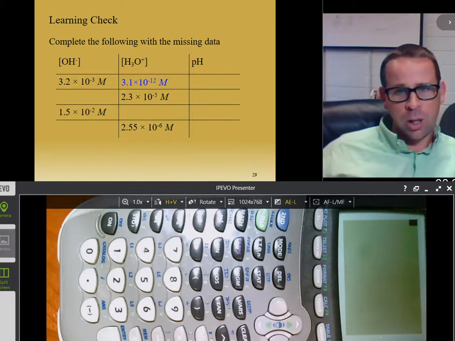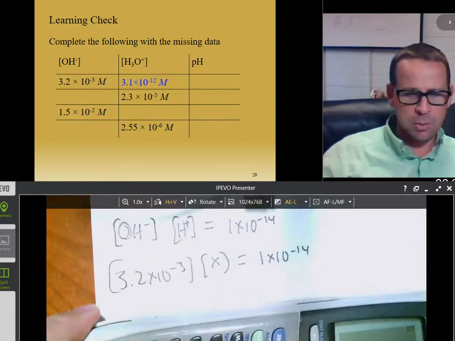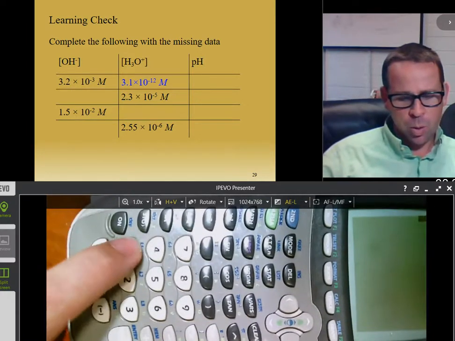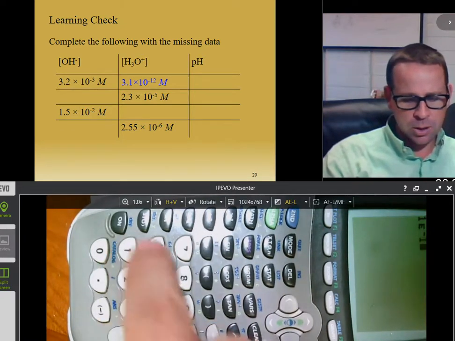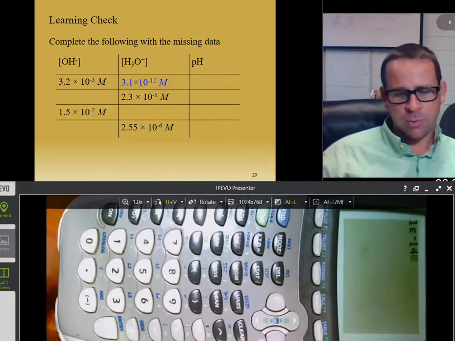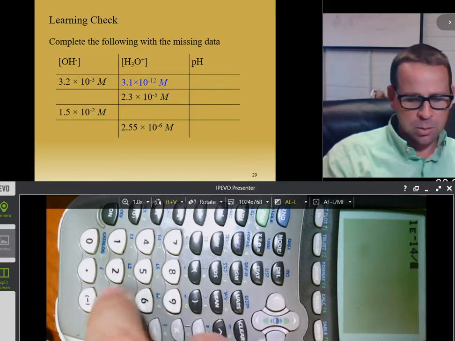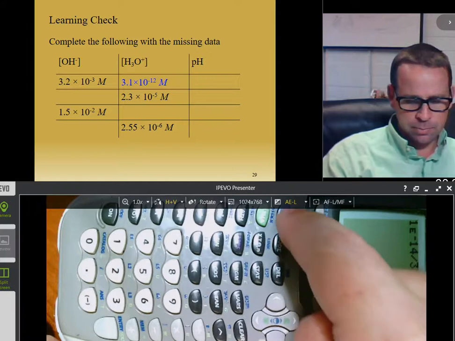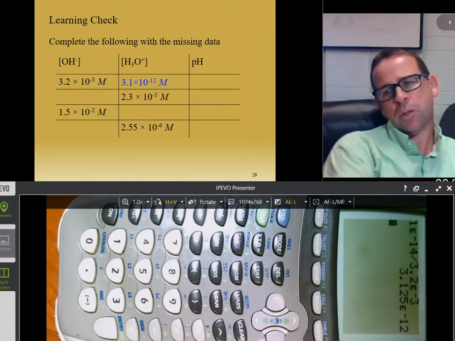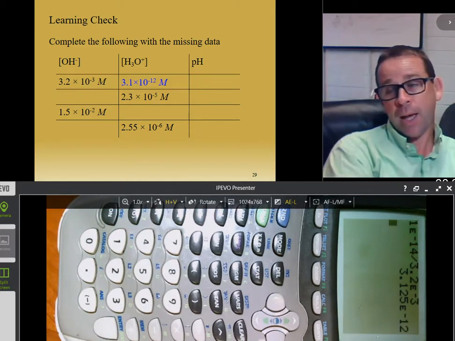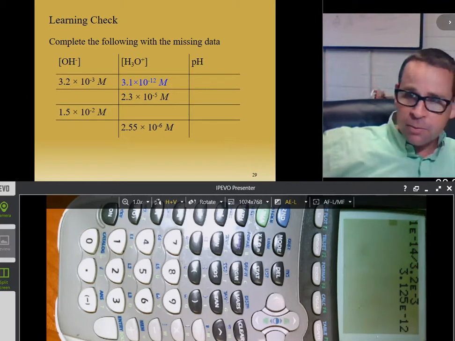Okay? So, the math that we're going to perform here is this 1 times 10 to the minus 14 divided by 3.2 times 10 to the minus 3. So I go 1, and then times 10 to the is that combination. And then I say minus 14. All right. 1 times 10 to the minus 14. And then we're going to divide by 3.2 times 10 to the minus 3. All right, and so that should be our 3.1 times 10 to the minus 12. Okay, so that's how we get our hydrogen ion concentration if we have the hydroxide ion concentration and vice versa.